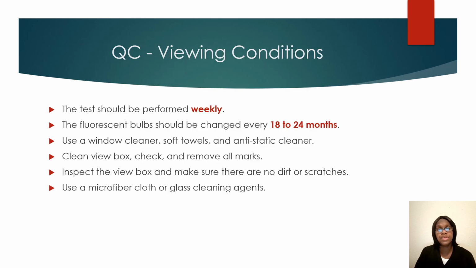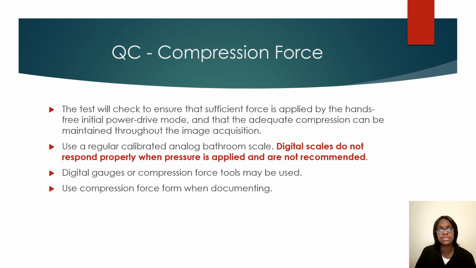For your QC viewing conditions, the test should be performed weekly. The fluorescent bulb should be changed every 18 to 24 months. Use a window cleaner, soft towels, and an anti-static cleaner. Clean the view box, check and remove all marks. Make sure that you are inspecting and checking that there is no dirt or scratches.